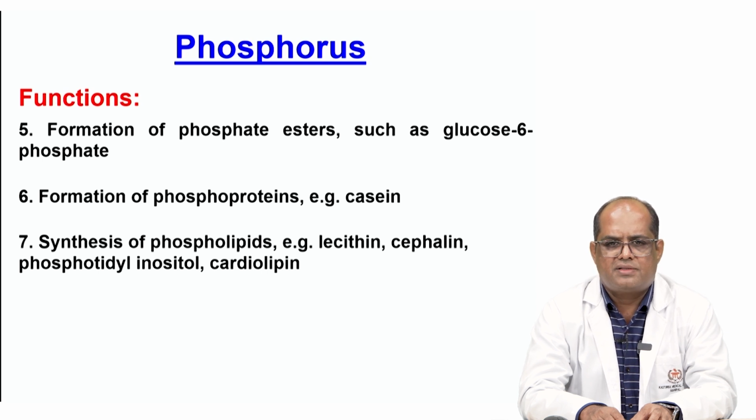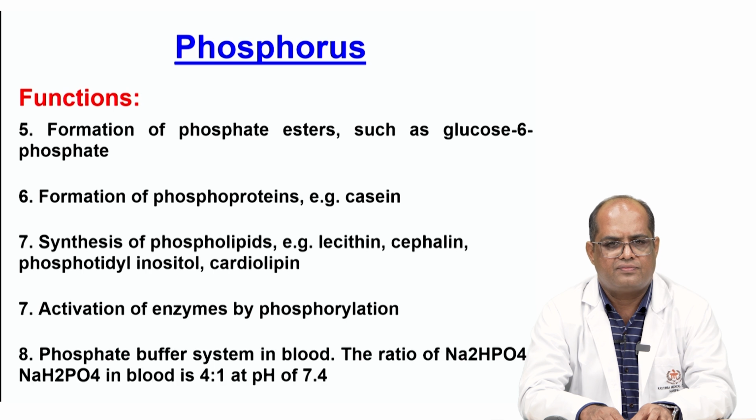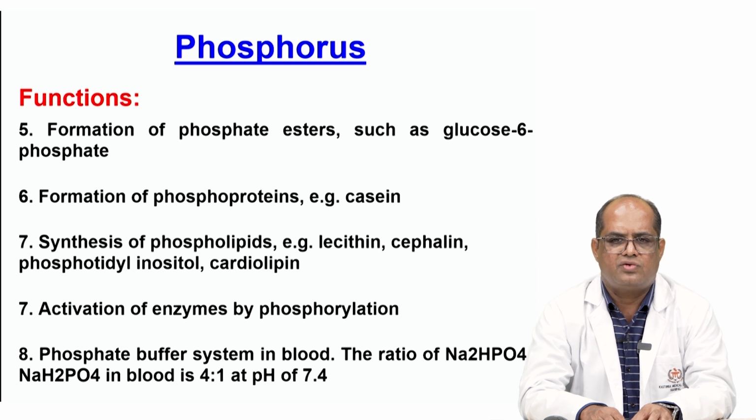For synthesis of phospholipids, for example lecithin, cephalin, phosphatidyl inositol and cardiolipin, we need phosphorus. And activation of enzymes by phosphorylation, that is in covalent modification, a phosphate group is added to the enzymes to make them active or inactive, and the majority of the enzymes are active in the phosphorylated form. It also plays an important role as an intracellular buffer, that is the phosphate buffer system. At pH 7.4, the ratio of disodium hydrogen phosphate to sodium dihydrogen phosphate is 4:1.